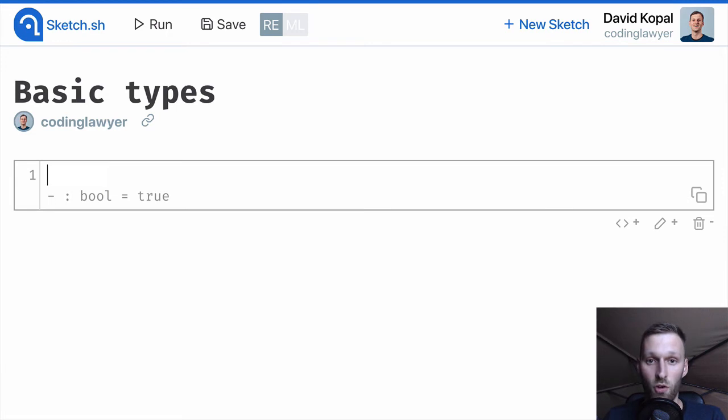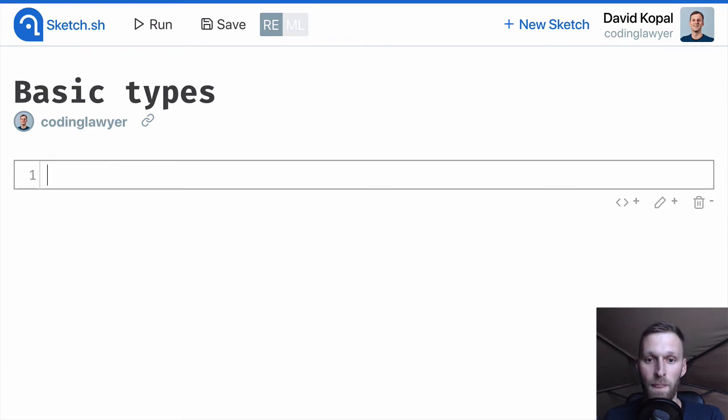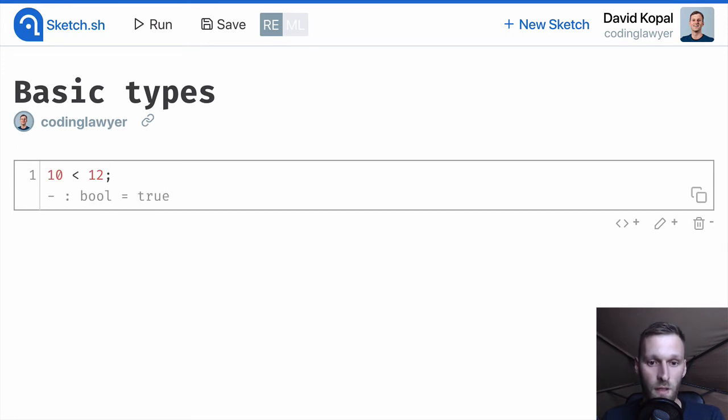Now, let's talk about comparison operators. And let's start with some examples. Now we compare 10 with 12, and we said that 10 is smaller than 12, so we got back true. Let's try another example. And again, we got back true because 25 is bigger or equal to 24. Now, what if we try to compare different types? For example, an integer with a float. Let's try that.